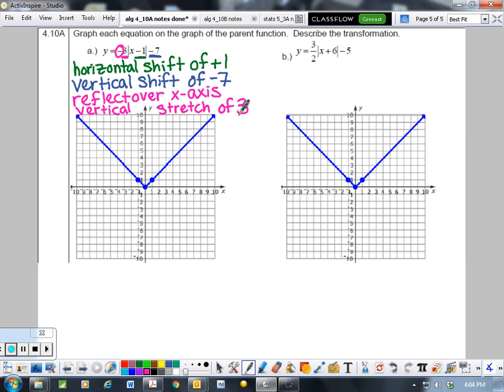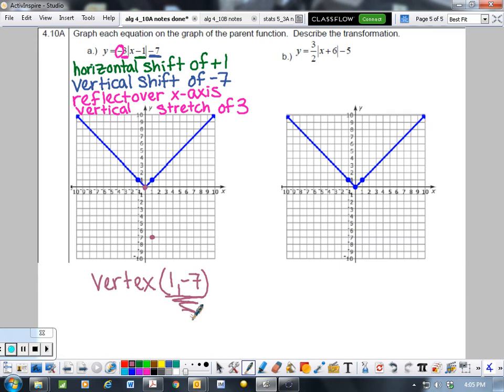So we have several options here. We can use the descriptions to graph, or we can use the first method we had at the very beginning, where my vertex comes from h and k. So my h value is +1, my k value is -7. So I can take this vertex and do a horizontal shift of +1, to the right 1, vertical shift of -7, so down 7, and that gives me my vertex. And that tells me the same thing that mapping out my vertex did.